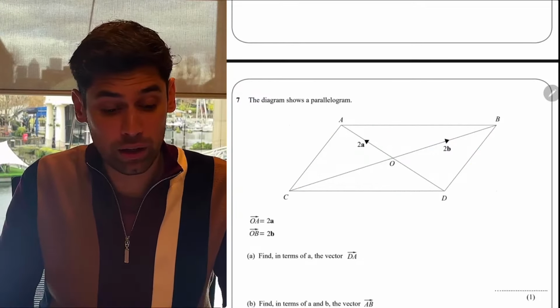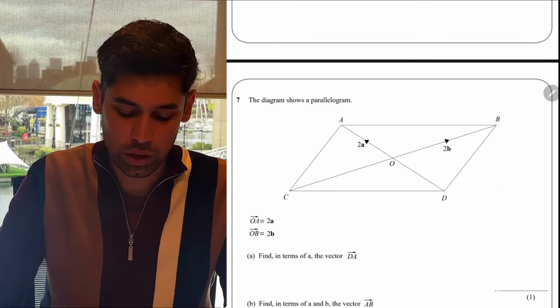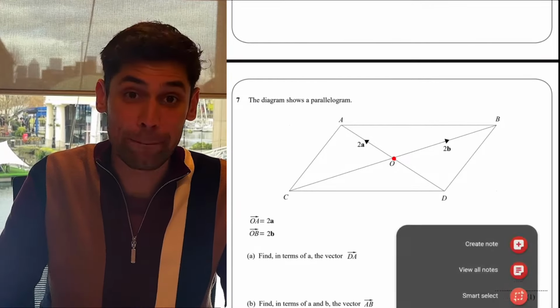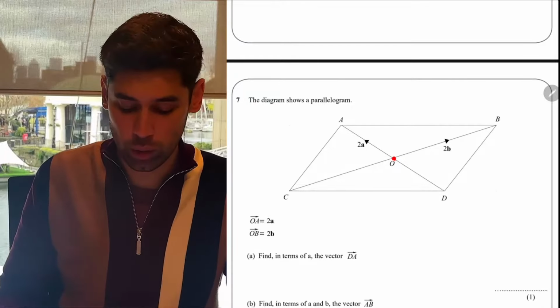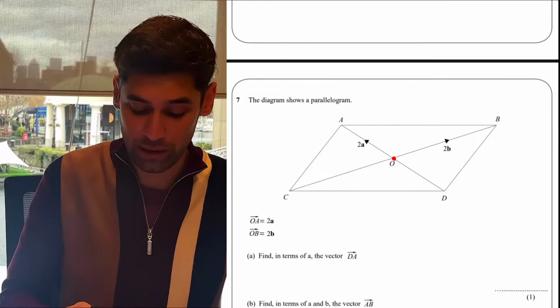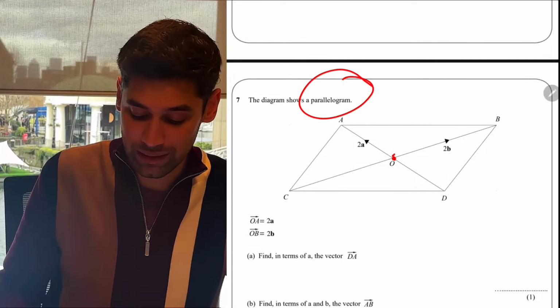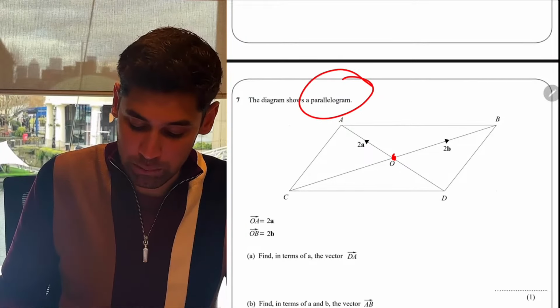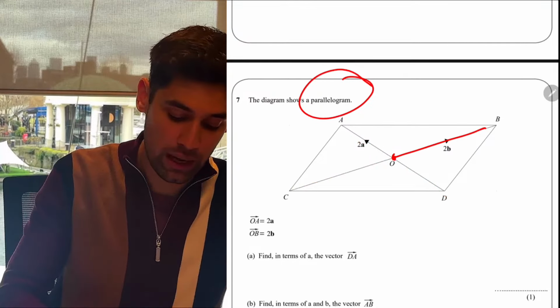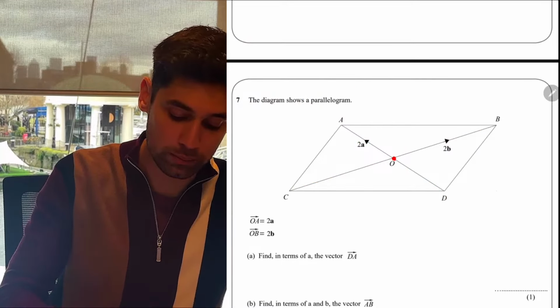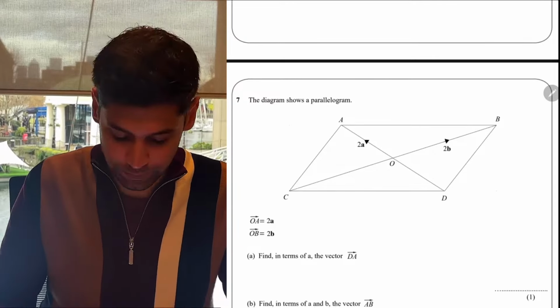Also, another thing about parallelograms that's really helpful to know is that the two diagonals cross at their midpoints. It doesn't say that in the question, but you're supposed to know that by the fact it's a parallelogram, that this point here in the middle is the midpoint of CB and the midpoint of AD. And that's going to be really helpful for us when we're answering these questions.